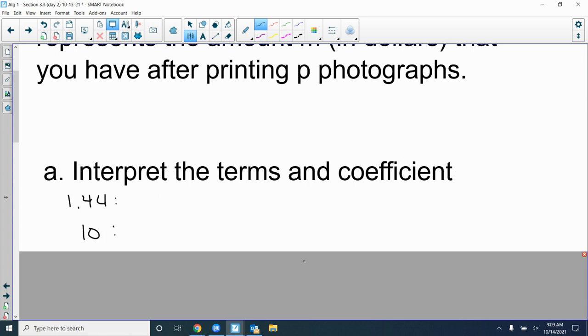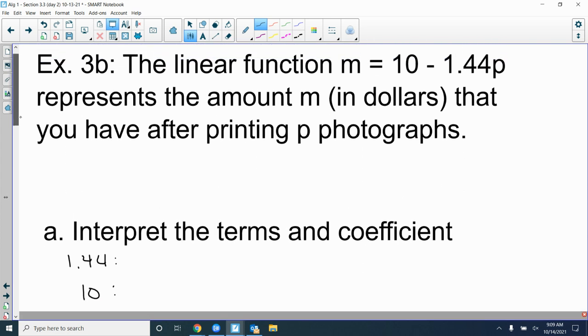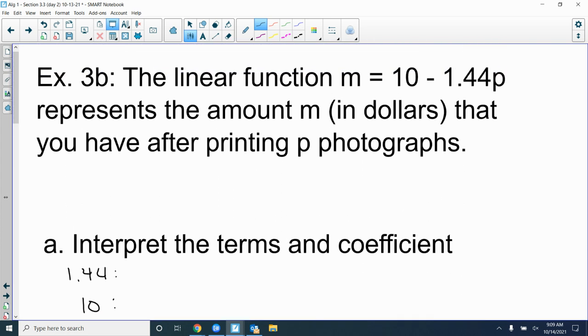Jenna Reynolds, any idea? Would 10 be the domain? Okay, but what does it mean in the context of the problem? So like, 1.44 would be the coefficient. It is the coefficient, but what does that have to do with photographs and the situation? Let me go with Austin first. 10 is the amount of photos printed. I'm going to disagree. What is the amount of photos? The amount of photos is represented by p, and we don't know what it is.